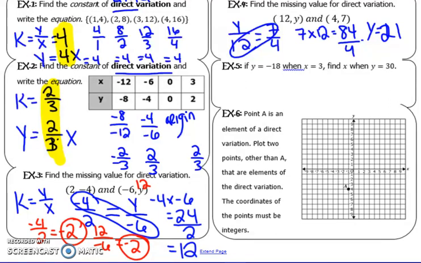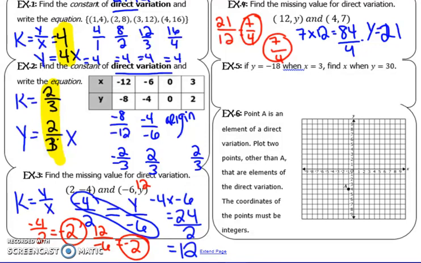Again, and I'm going to have to erase my work because I'm out of room, but check yourself. If I do 21 over 12, that simplifies down to 7 over 4. My second fraction is 7 over 4. They're the same, so it works.